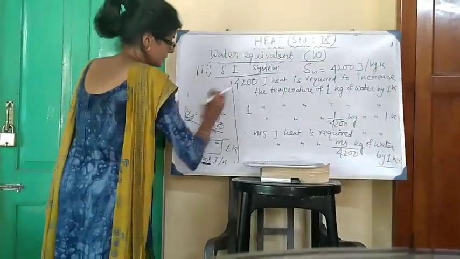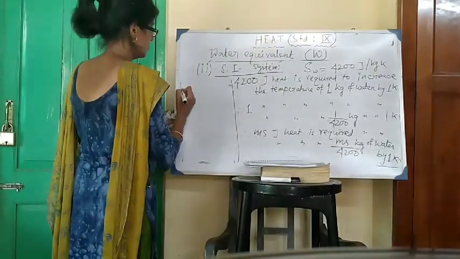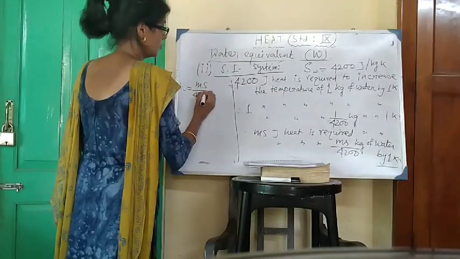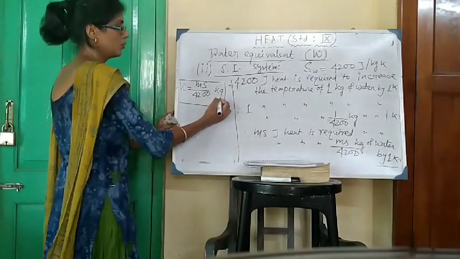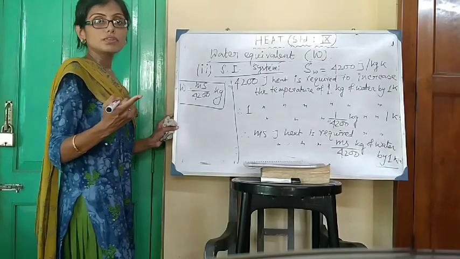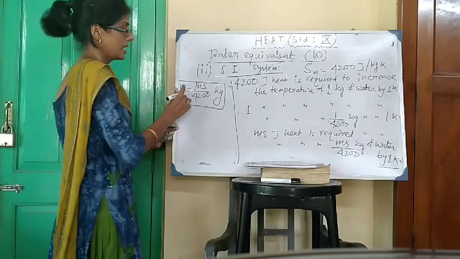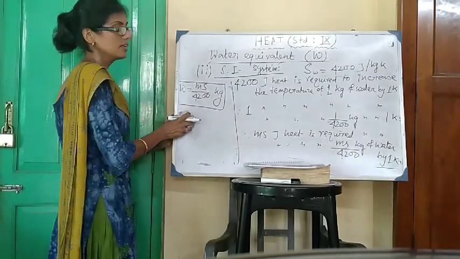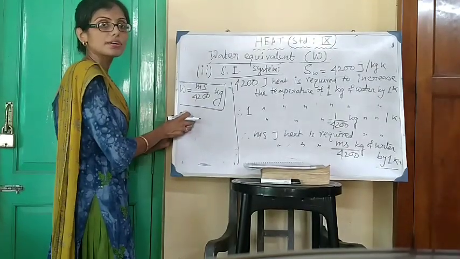So we can write that water equivalent of the body in SI system is W equal to ms by 4200 kg. Kg is the unit of water equivalent in SI system. Value of the water equivalent is ms by 4200. So W is equal to ms by 4200 kg is the water equivalent of the body. Body means the body of arbitrary mass.